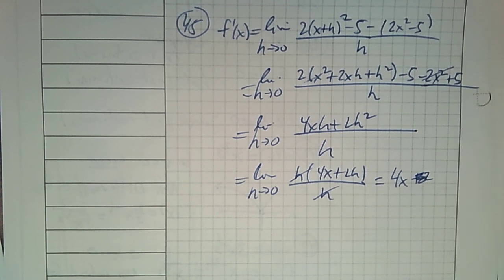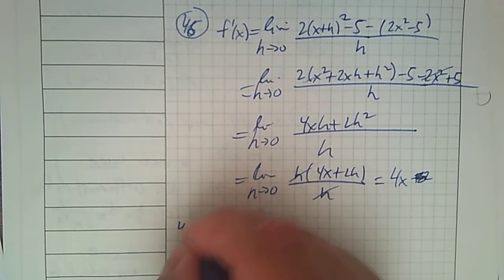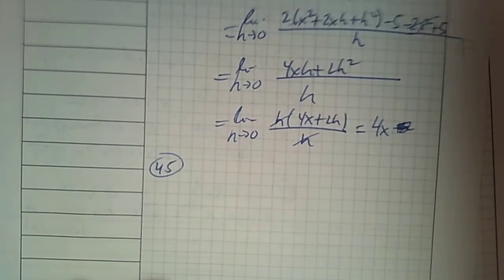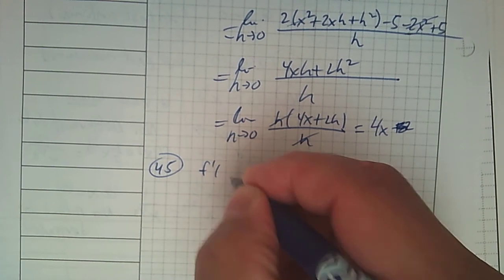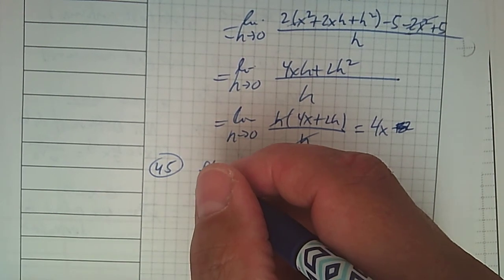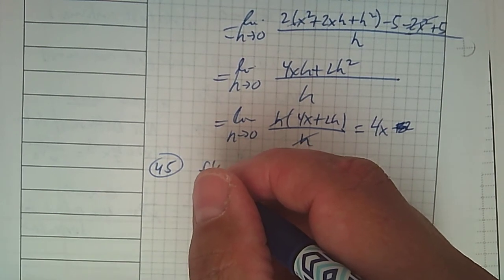Oh, did I skip a question? I so skipped a question. That's 46. Here's 45, because I skipped 45. So plug in 0 to begin with. Is it continuous? Yes. Take that derivative at 45.